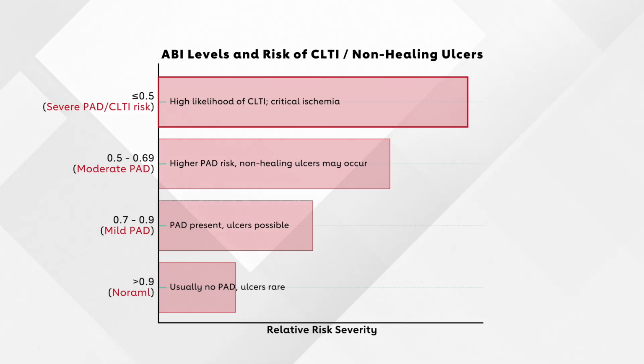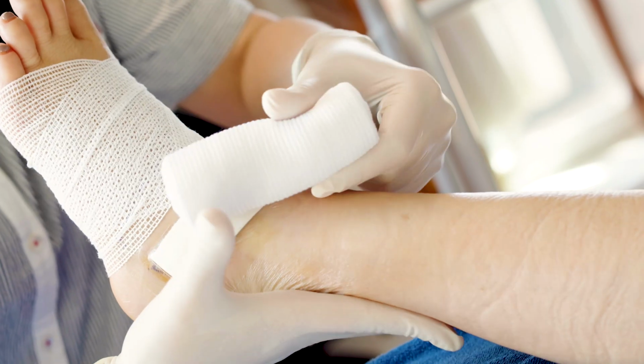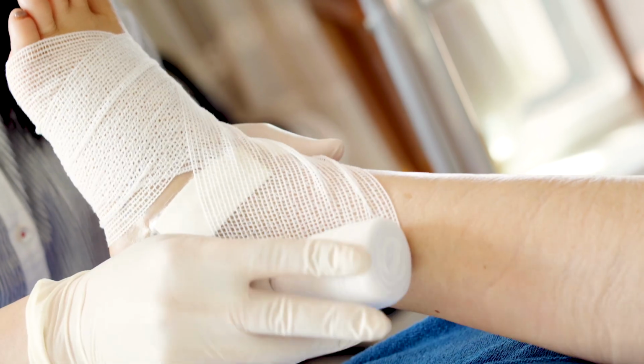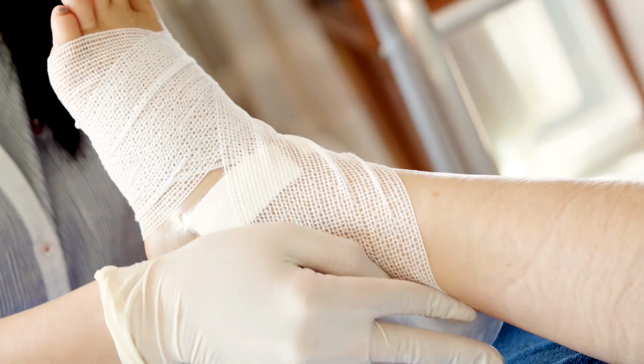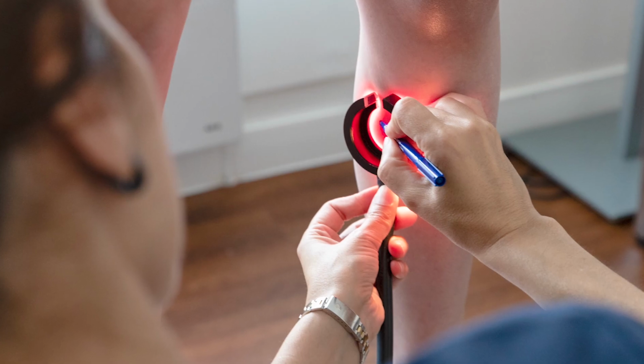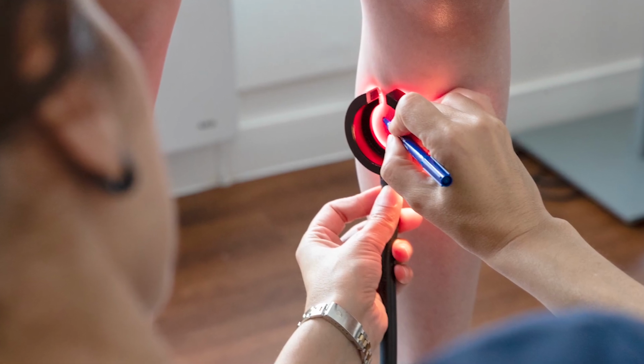Remember, an ABI of less than or equal to 0.5 is frequently associated with critical limb-threatening ischemia. If a wound is ischemic in appearance or does not improve after 4 to 6 weeks of standard care, vascular evaluation should be considered to assess for potential revascularization.